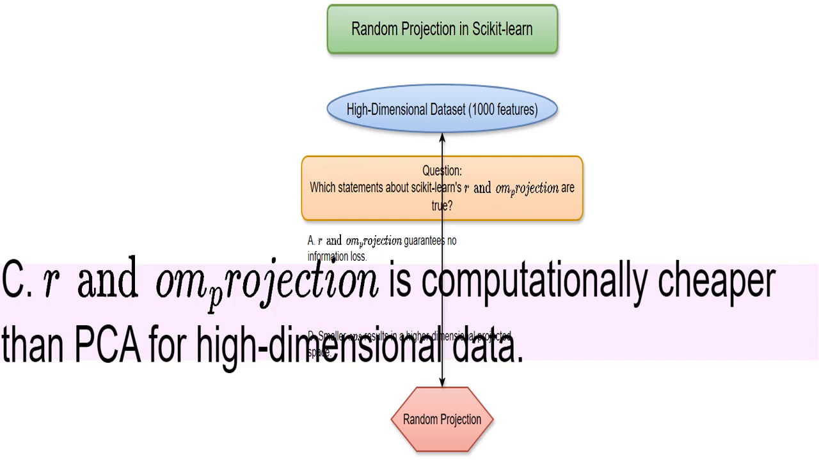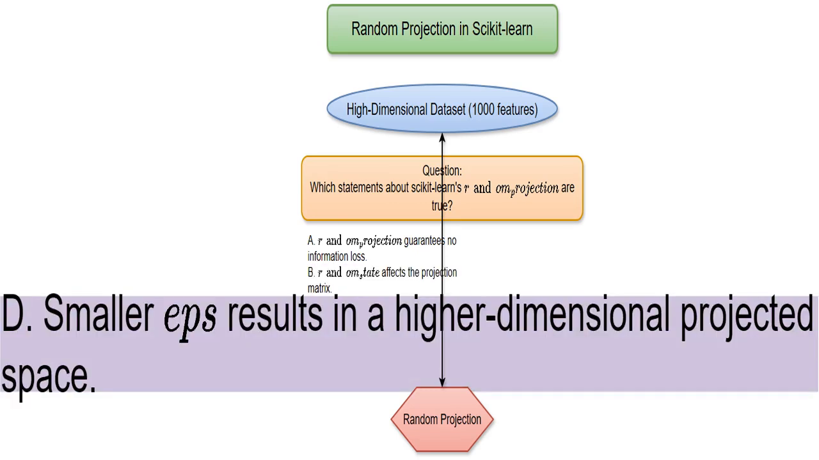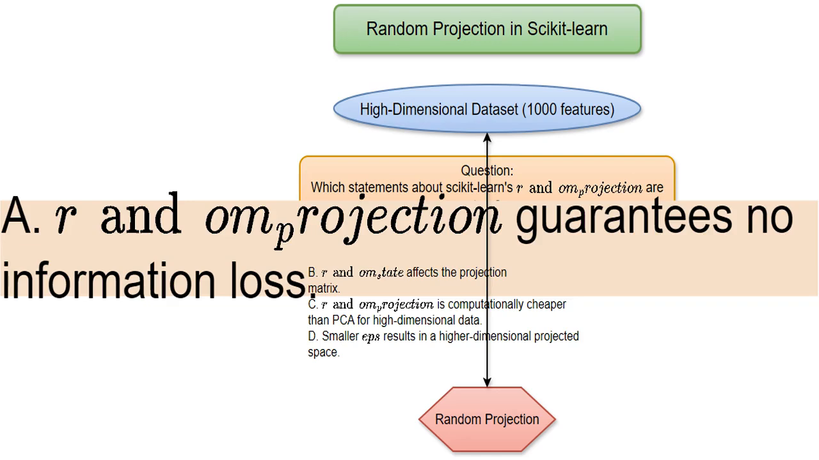Compared to principal component analysis, PCA, RandomProjection is typically faster, especially for datasets with many features. This is because RandomProjection doesn't need computationally intensive eigenvalue decomposition. This is true. The parameter EPS controls how much dimensionality reduction happens. A smaller EPS value means less reduction, which implies retaining a higher number of dimensions after projection. This is true.